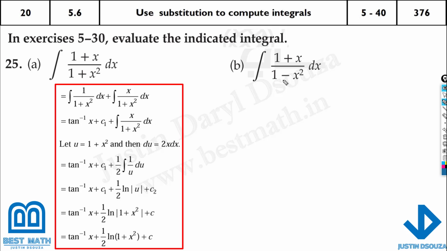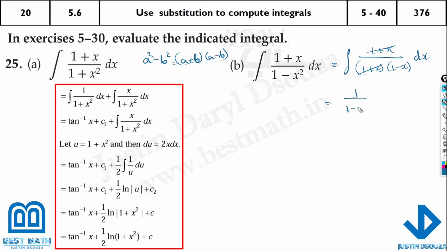What about the next problem here? Okay, this is a bit easier because I can see the denominator is a squared minus b squared. That is equal to the a plus b, a minus b identity, the difference of squares. So let me write this as 1 plus x divided by (1 plus x)(1 minus x) dx. So it cancels off, right? What is remaining exactly? 1 by 1 minus x dx.